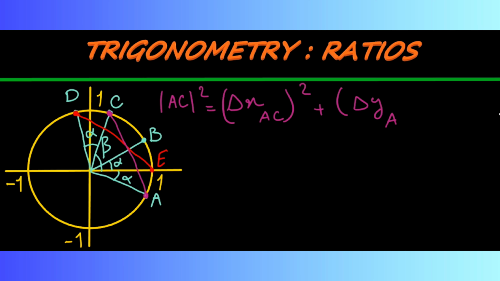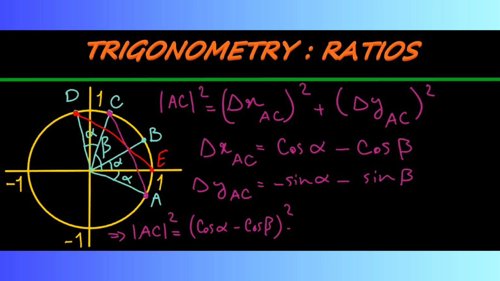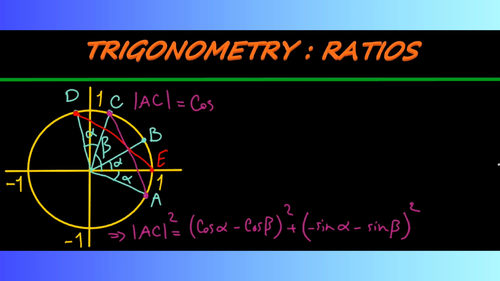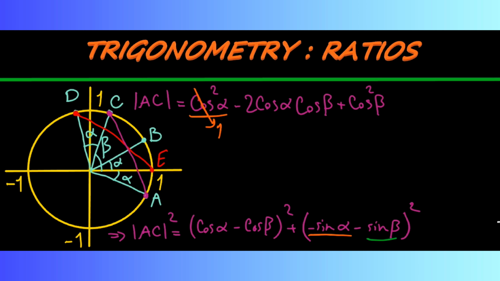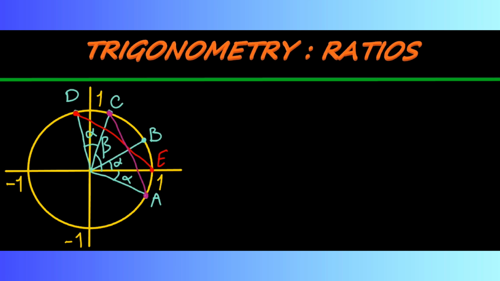Now let's find the length of AC line. Again, using Pythagorean theorem and finding adjacent and opposite equations and replacing them into the above equation and having some algebraic fun. Note the colors orange and green. We got length of AC as 2 minus 2 times the cosine of alpha cosine of beta plus 2 times the sine of alpha sine of beta.